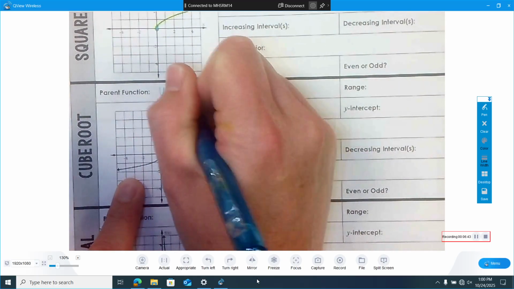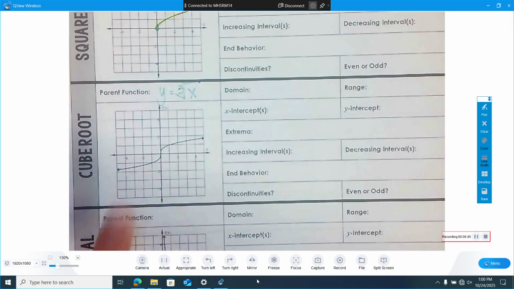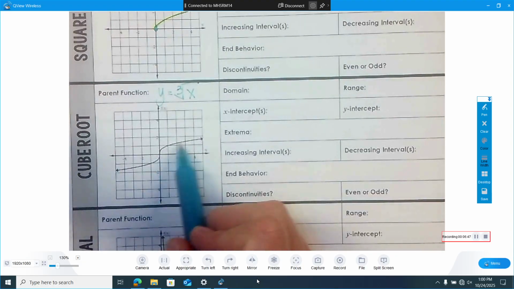Okay. Here, this is a cube root function. So this is y equals the cube root of x. I like to call this the breaking wave.